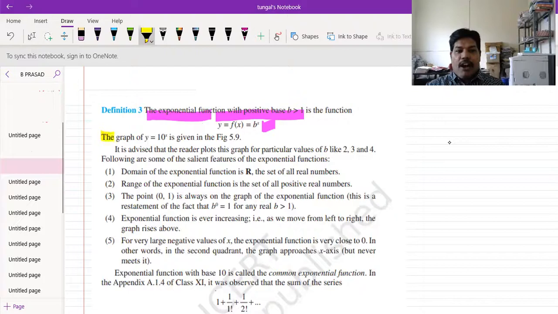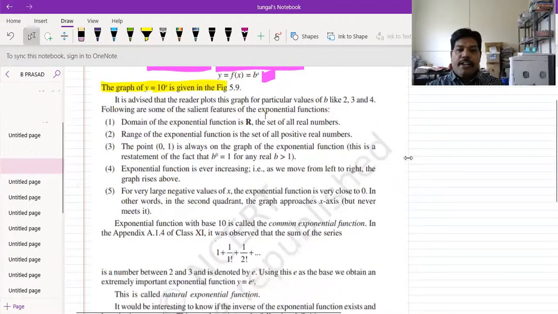Already we have seen the graph of 10 power x. b is nothing but the base. That value is compulsorily positive and greater than 1. Here this value you can take as 2, 3, 4 and so on. So what are the conditions involved in the exponential functions?